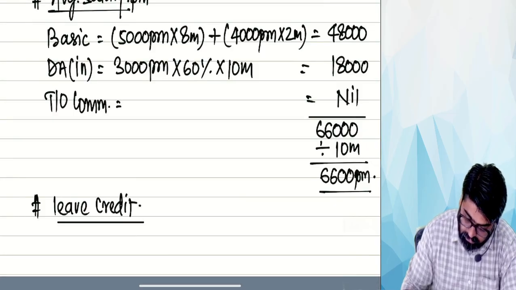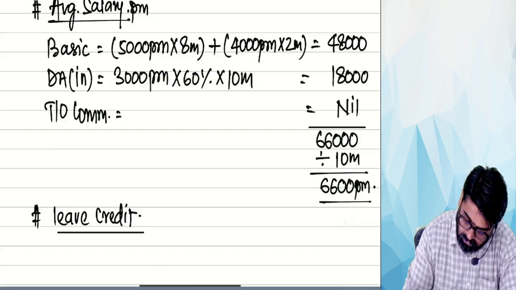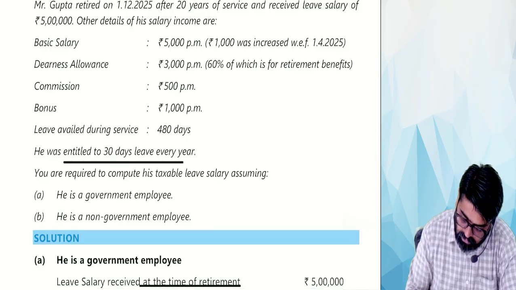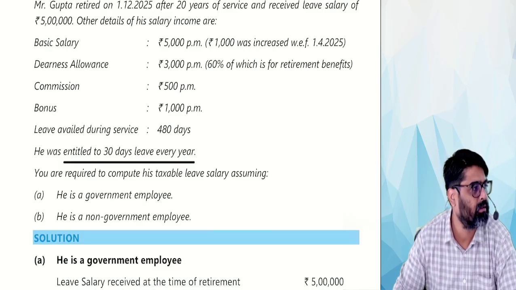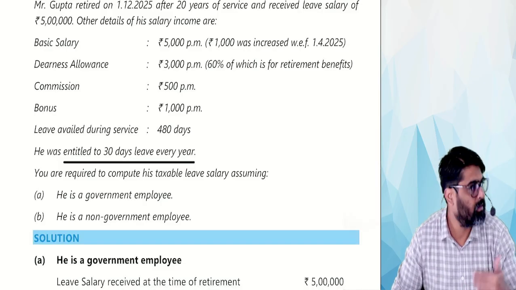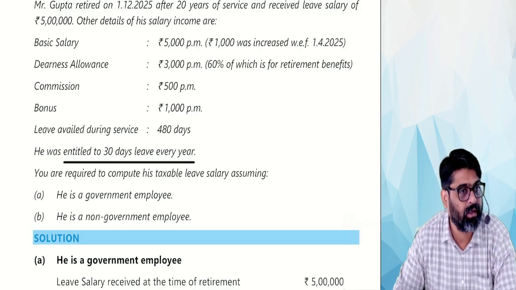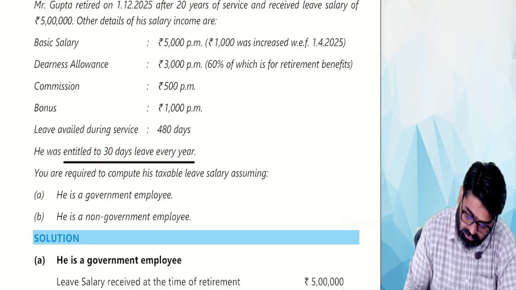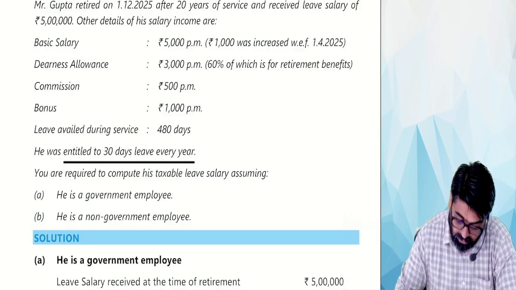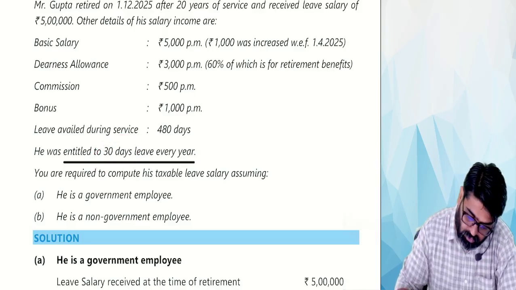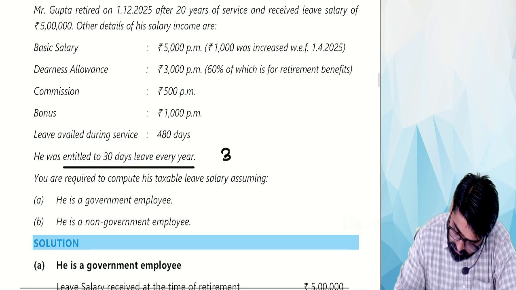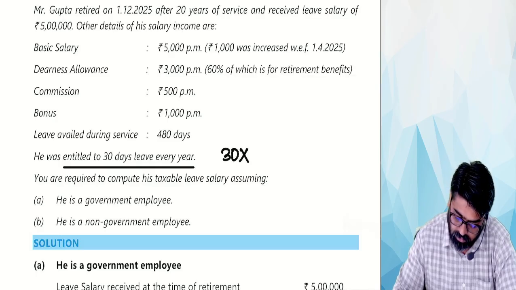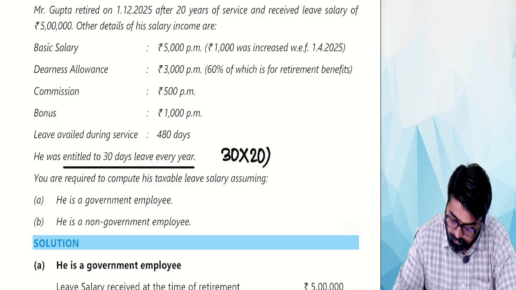Again, I will go to the question and check what it says. The question says that he was entitled to 30 days leave every year. Entitlement means the leave the employer was allowing. So based on the 30 days allowed by the employer, you are supposed to calculate the leave credit. 30 days leave allowed by the employer every year multiplied by 20 years of service gives you 600 days.